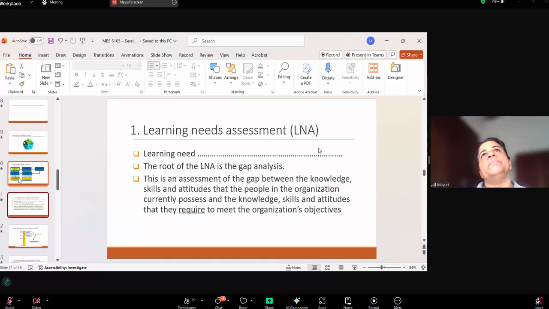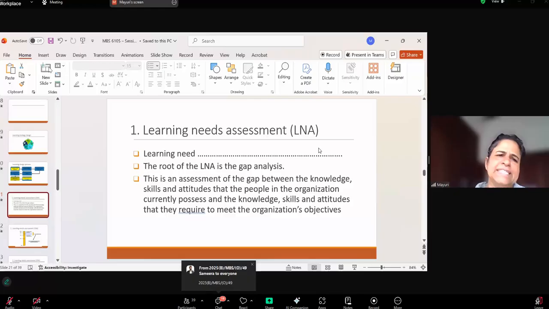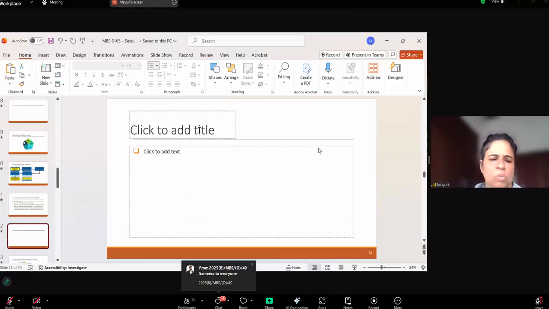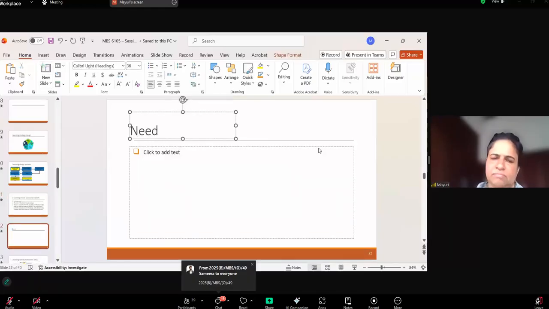Now we start from step 1, learning need assessment. We call it LNA. That's a famous abbreviation. LNA or TNA stands for learning need assessment or training need assessment. You tell me, what is the need? What is a need?